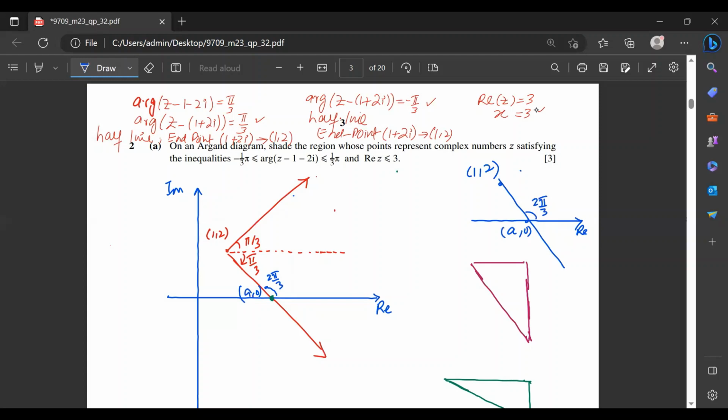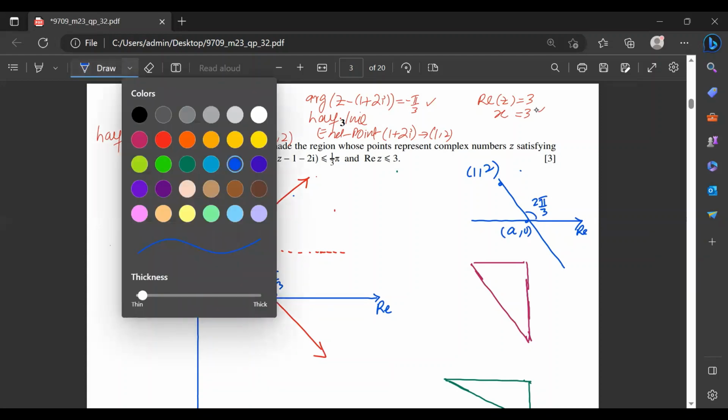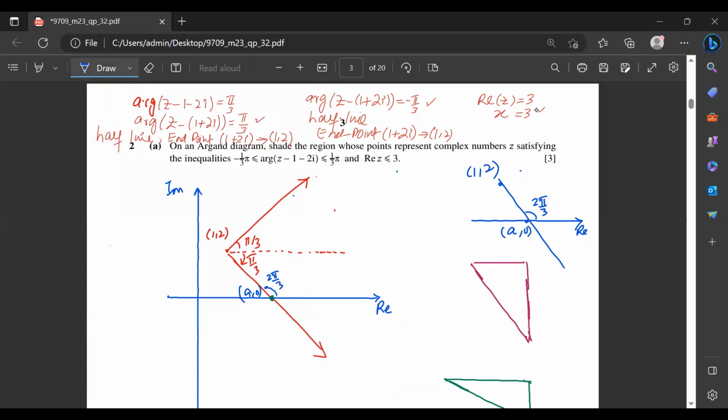So by the gradient formula from coordinate geometry, if the line makes an angle 2 pi by 3 with the horizontal axis, the gradient is tan of 2 pi over 3. So the gradient for this line is minus root 3. Also, the 2 points are given, 1, 2, and a, 0. You can find the gradient by using the formula y2 minus y1 over x2 minus x1, and that fraction can be equated to minus root 3.